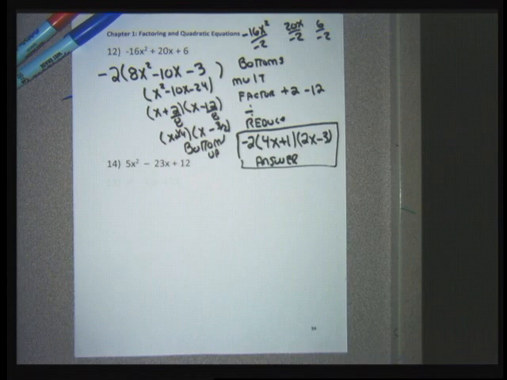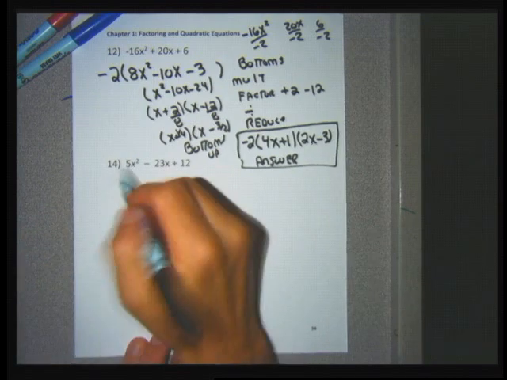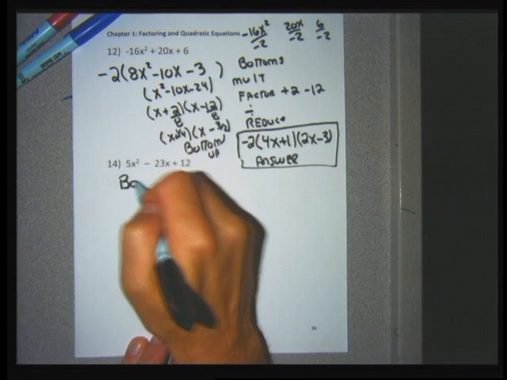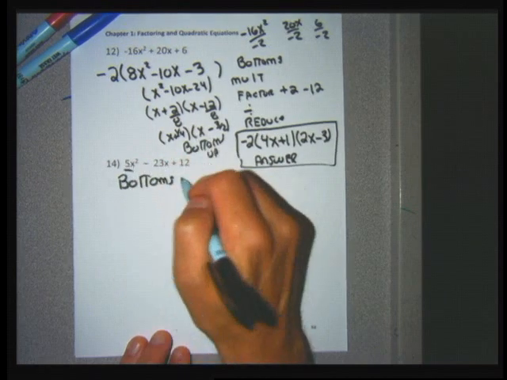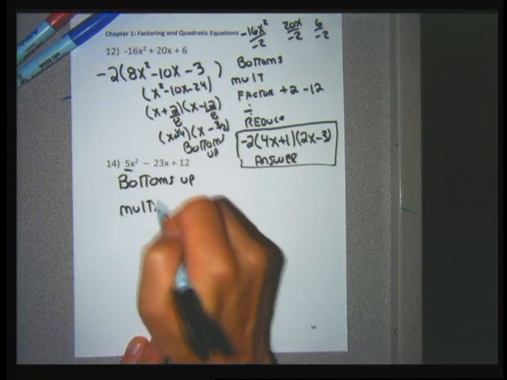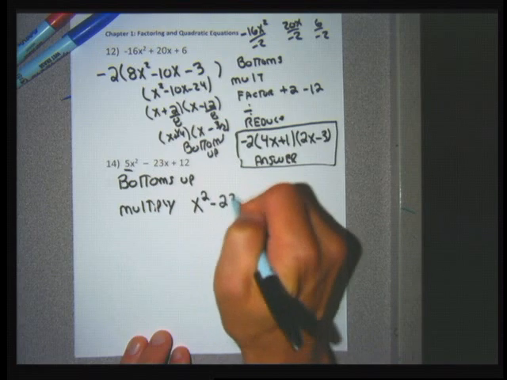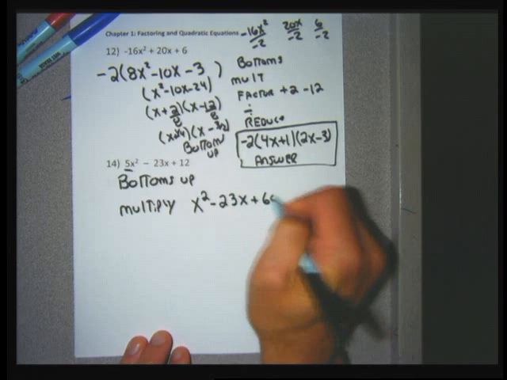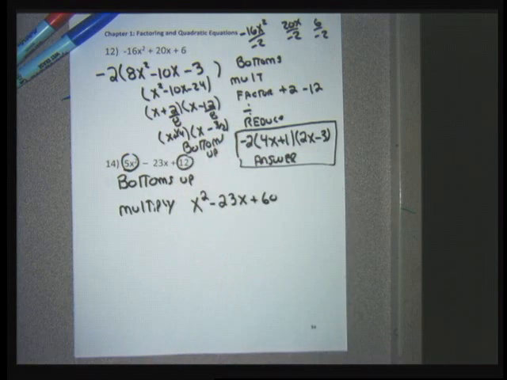14 doesn't have a common factor. It has 3 terms, and because there's a number in front of the square term, it's a bottoms up problem. So the only time I ever get bottoms up is when I have 3 terms and when there's a number in front of the square term. So first step is to multiply. I'm going to get x squared minus 23x plus 60 because I multiplied this 5 and that 12 to get a 60. Now I'm going to 2 parentheses factor this.